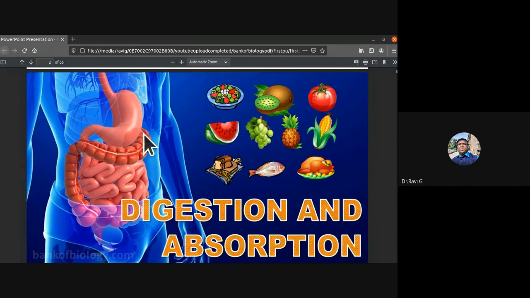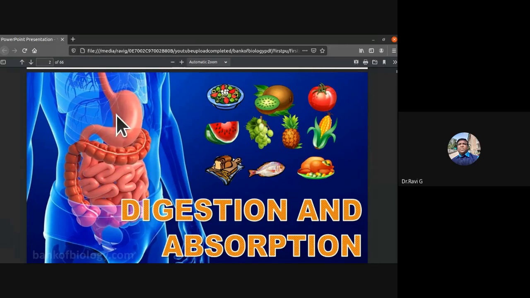In the backdrop of the slide, you can see the esophagus leading into the stomach, leading into the small intestine, which is nearly 7 meters in length, and this finally opens into the large intestine at the cecum. The cecum has a small vermiform appendix, and then there are the ascending colon, transverse colon and descending colon, and finally it leads into the rectum. The rectum opens out through the anus. So this is the major part of the digestive system.